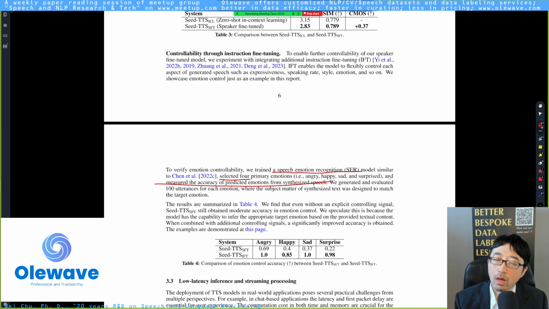Well, I would say this evaluation is done in a rush. They use an emotional recognizer to recognize the emotion of the generated voice, which I think you should at least include another human evaluation results, right?